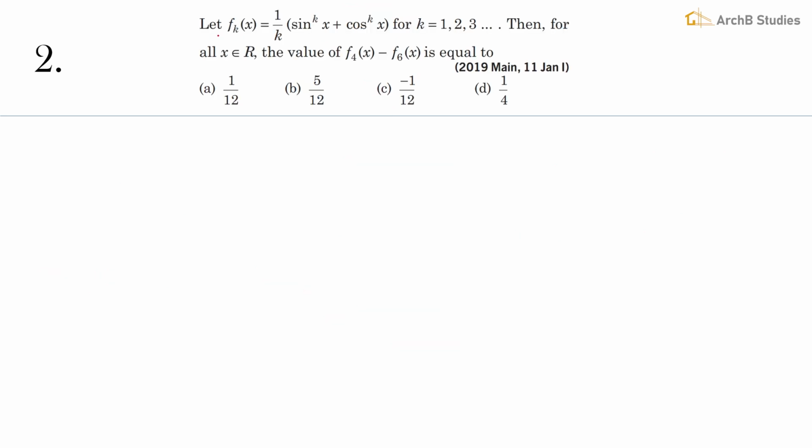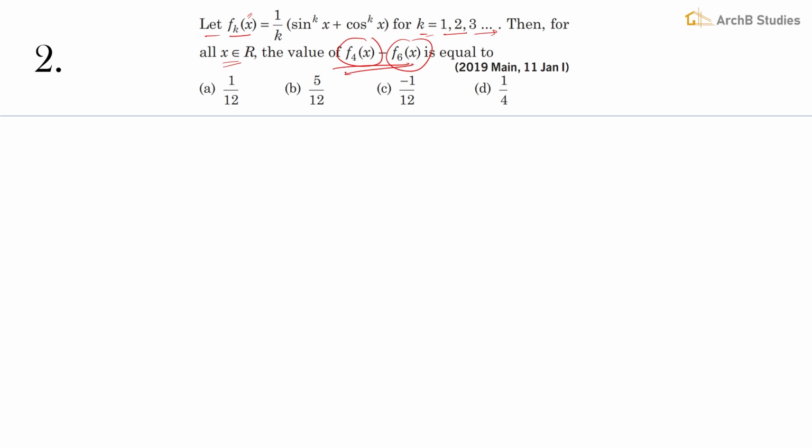So second question is: let f_k(x) equal 1/k times (sin to the power kx plus cos to the power kx) for k equal to 1, 2, 3 till infinity, for all x belonging to real numbers. The value of f_4(x) minus f_6(x) is equal to, we have to find this. So we will find these separately and then we will just subtract them.